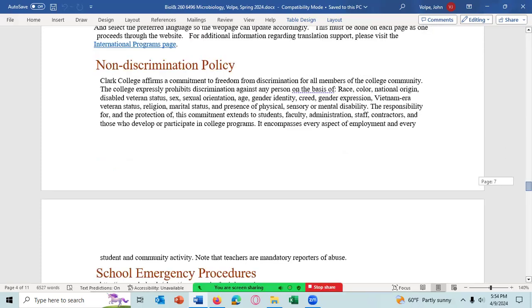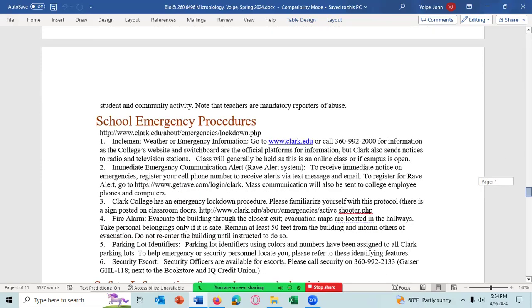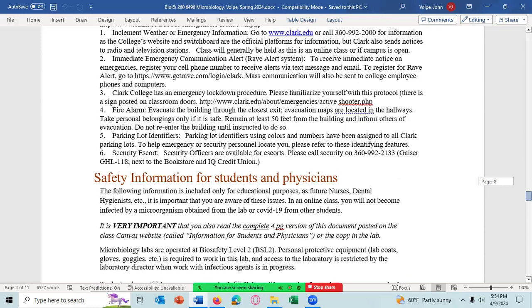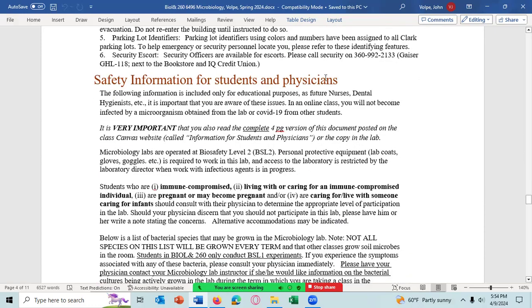I'll let you read about the non-discrimination policy, school emergency procedures, safety information for students and physicians. I'll talk a little bit about that in the lab.